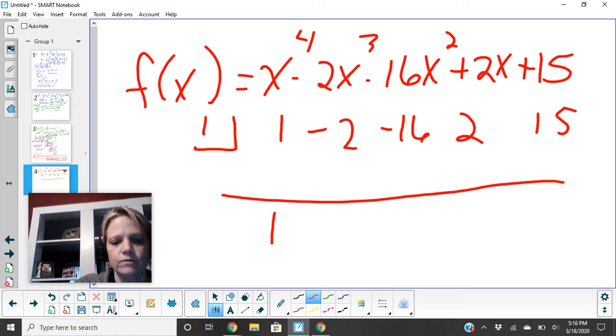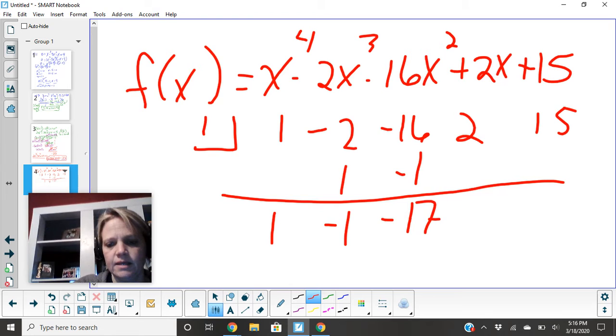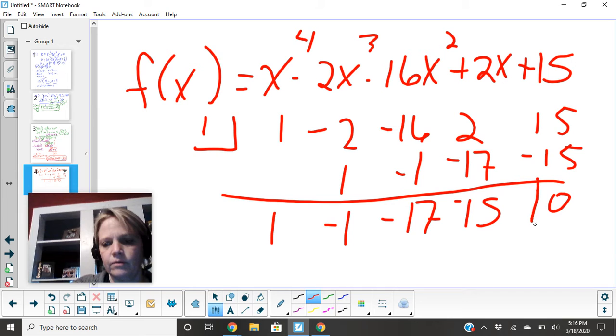Bring down the leading coefficient. 1 times 1 is 1. Add down, and you get a -1. -1 times 1 is a -1. That's a -17. -17 times 1 is a -17 here. Add down, that's going to be a -15. -15 times 1 is a -15, and we get a 0. And so we know that this is a zero because it works. We get a 0 at the end.